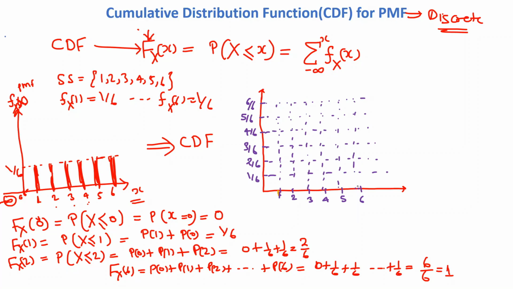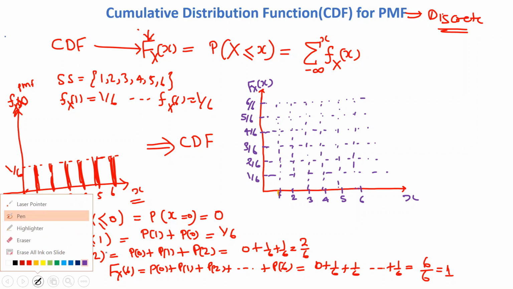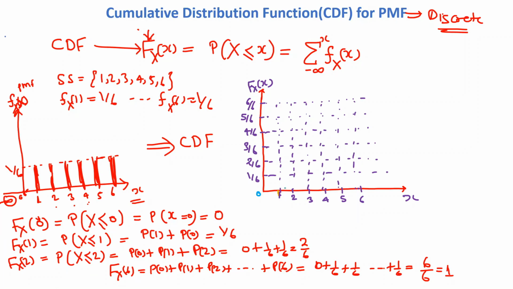Now let me draw. This would be your x and this would be your capital F of x. So now let me draw the CDF. Let this be the 0. So from minus infinity till 1 we have the value 0. This value would be your 0. So now start from F(1). What is the value we have for F(1) of the CDF? The CDF would be your 1 by 6 here.